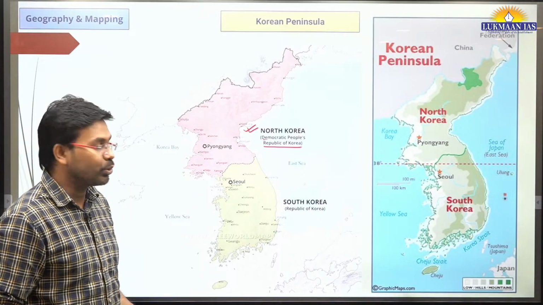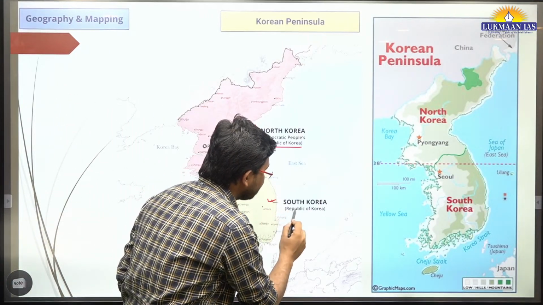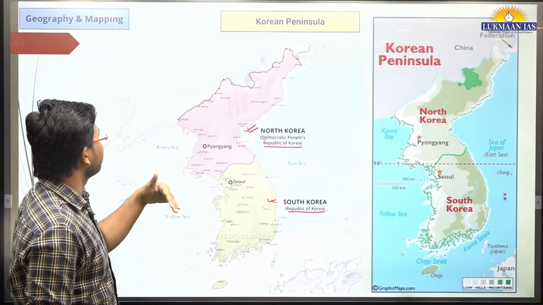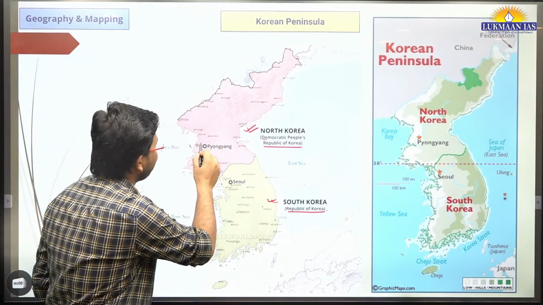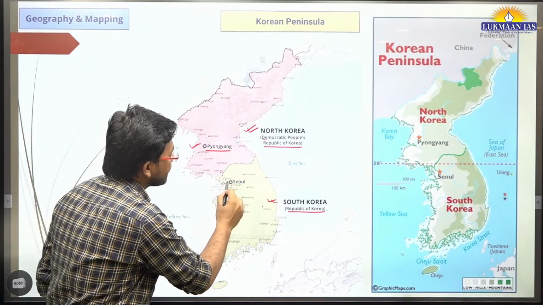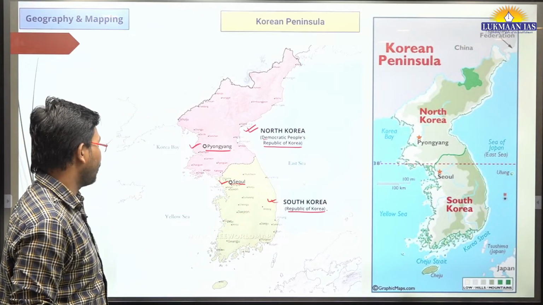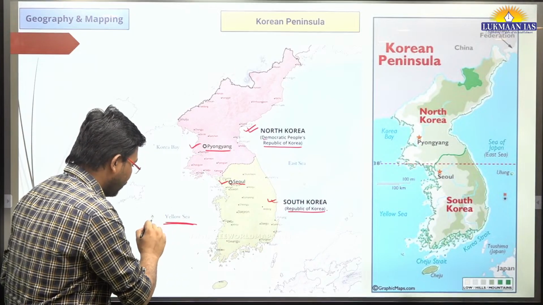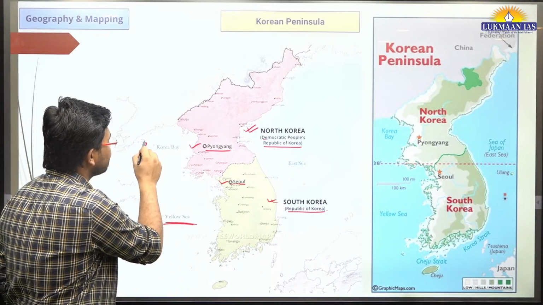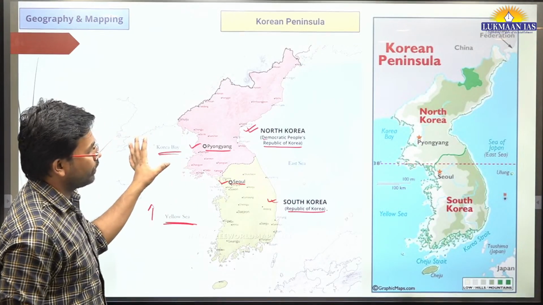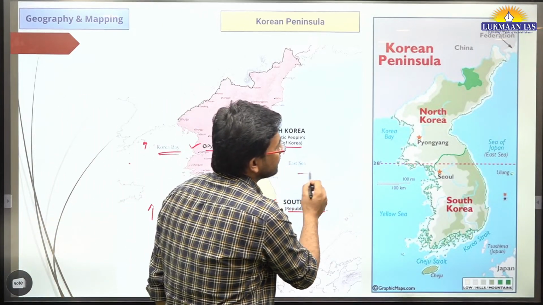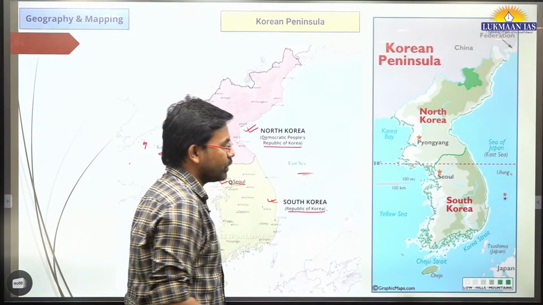If we talk about South Korea, its official name is Republic of Korea. So this is the difference. Now, North Korea's capital is Pyongyang, and South Korea's capital is Seoul. To the west, on the lower side we have the Yellow Sea, on the upper side we have Korean Bay. And we have already seen the East Sea, which is also known as the Sea of Japan.